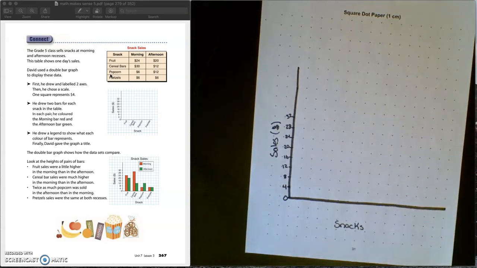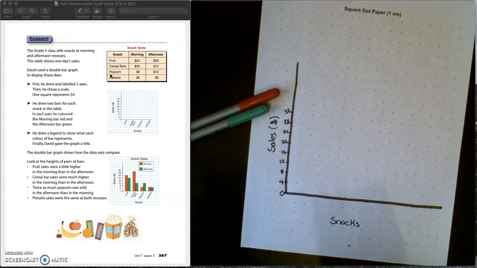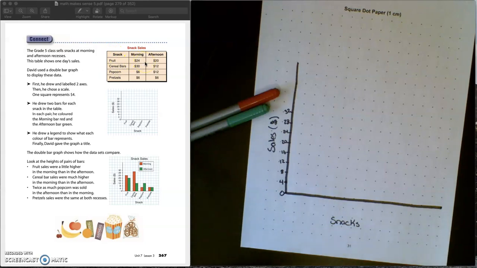All right, then we do some decisions about colors because I need to do morning and afternoon, so I'm actually going to steal their idea. I've got a red and green here. Okay, and I'm just going to go now one category at a time. So I'm going to start with the category of fruit. I'll do my labeling on the bottom afterwards.